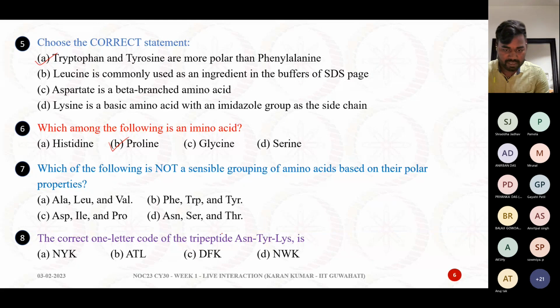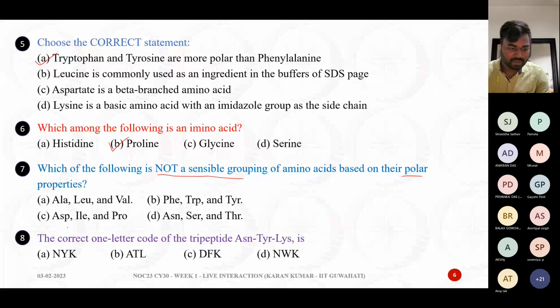Okay, not a sensible grouping based on their polar properties. Options are: A, alanine, leucine, valine. Option B, phenylalanine, tryptophan, tyrosine. Option C, aspartic acid, isoleucine, and proline. Option D, asparagine, serine, and threonine. So what option is the correct one? Option C.